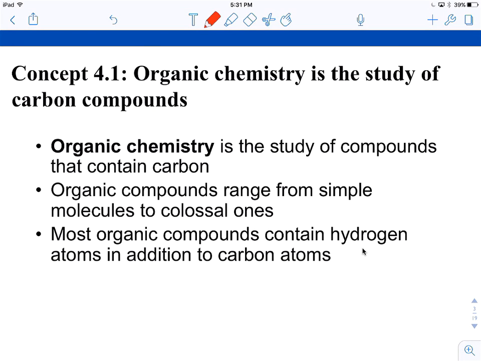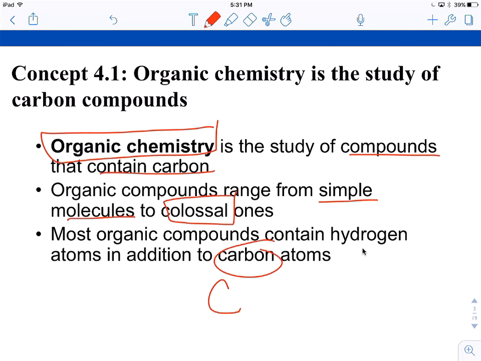All right, the study of compounds that contain carbon is organic chemistry. Didn't know you were going to get some more, did you? So organic compounds can range from very small, simple molecules to ginormous, incredibly complex molecules, colossal even. And it's this very wide variety that allows all these molecules to exist.